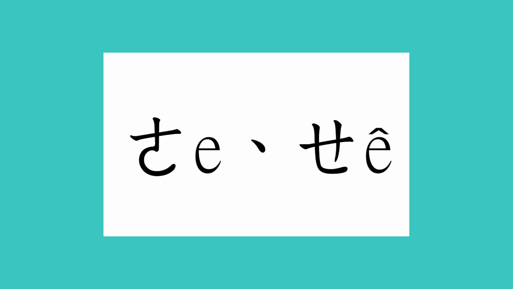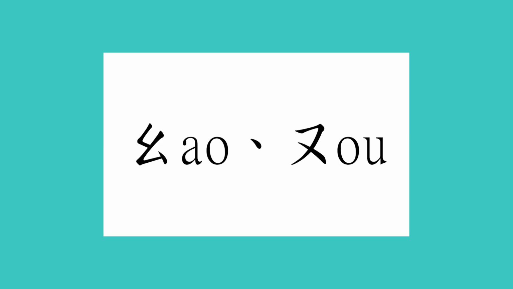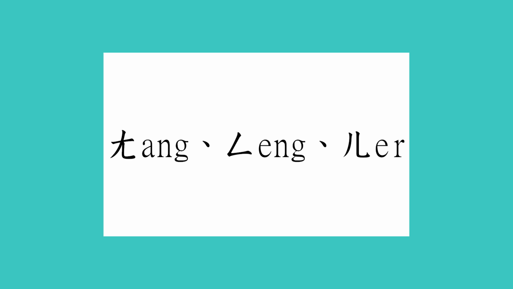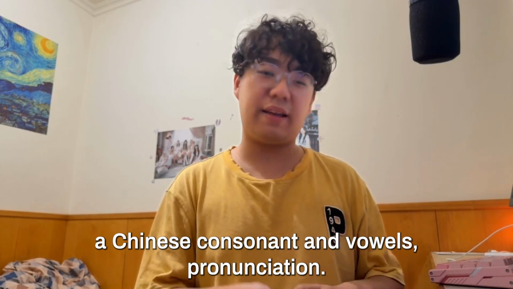ai, ei, ao, ou, an, en, ang, eng, i, u, yu. And this is all the Chinese consonant and vowel pronunciation.